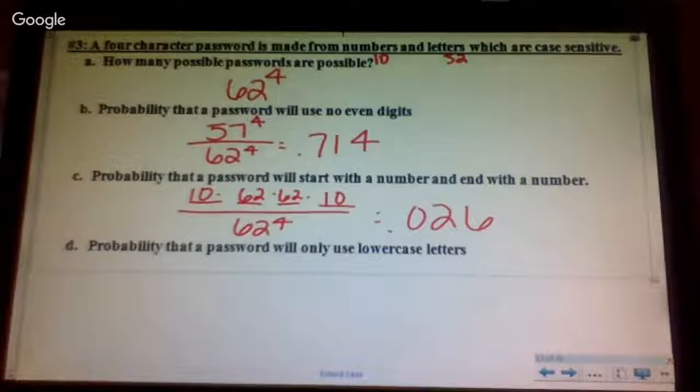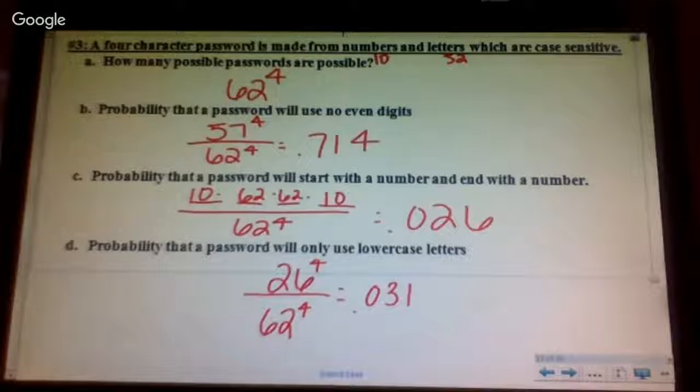Probability that a password will use only lowercase letters. Every spot has to be a lowercase letter. How many options do I have? 26. How many spaces am I filling with those letters? 4, divided by the total, which is 62 to the 4th. You said 0.03. It's 0.031, because remember that the 9 rounds the 0 up to a 1.